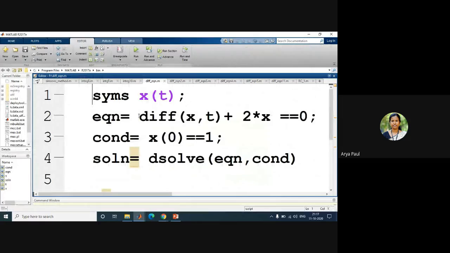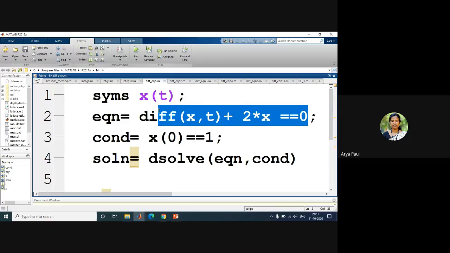Now I can use my x. So dx by dt using the diff function. What is differential? Differential of x comma t means dx by dt. That is the meaning. Then plus 2x is equal to 0. So this is the equation.